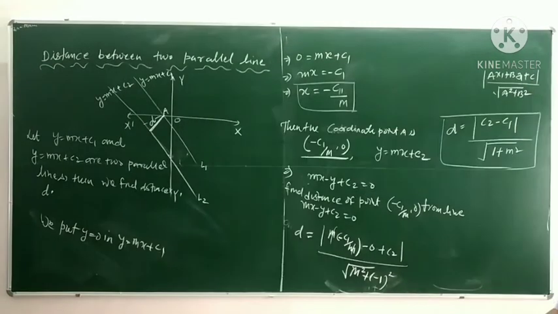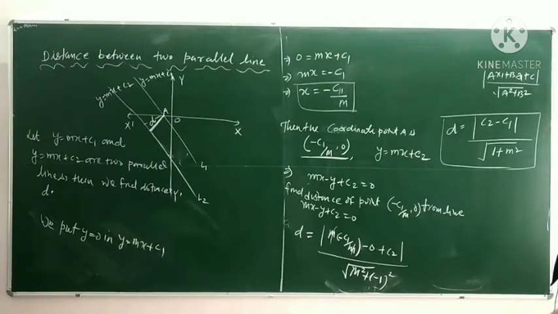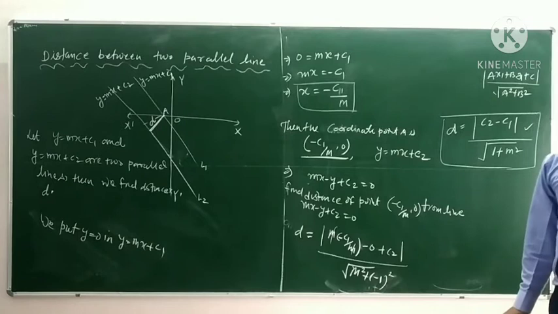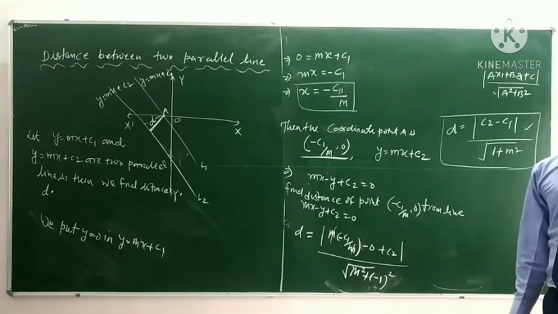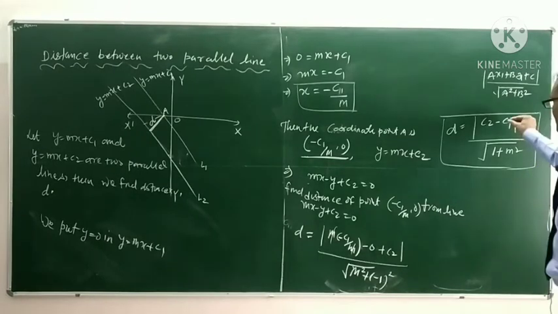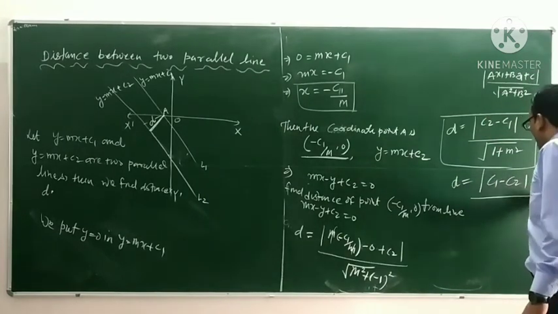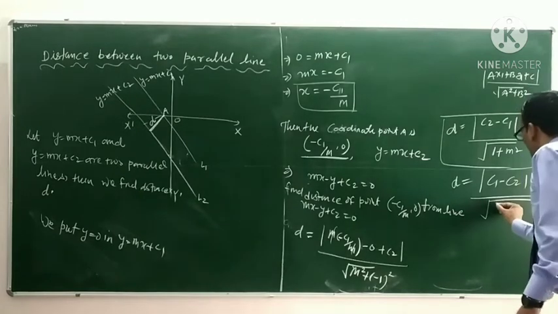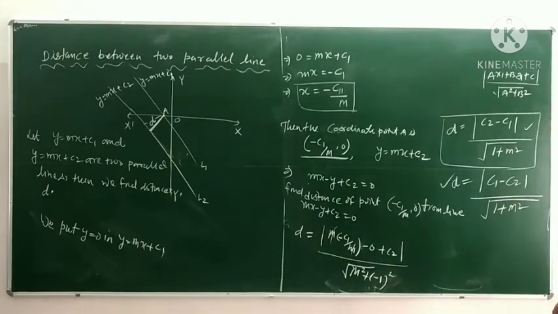Okay students, this is the distance between two parallel lines y equal to mx plus c1 and y equal to mx plus c2. This is also written as d equal to mod of c1 minus c2 upon square root 1 plus m square, which is also the formula of the distance between two parallel lines.